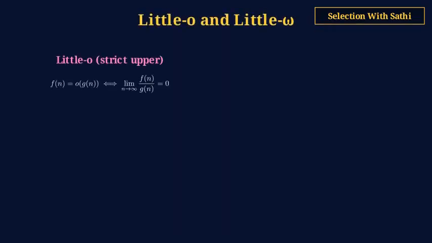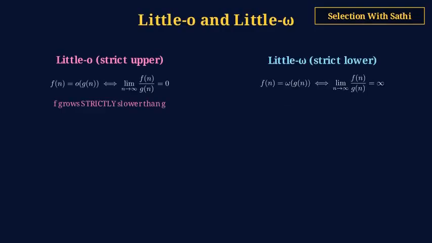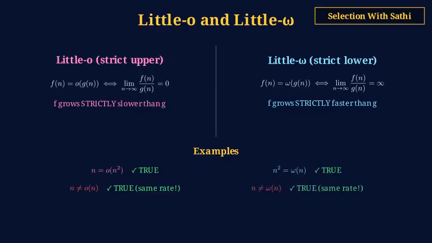Finally, let's look at the strict versions, little o and little omega. f = o(g) means f grows strictly slower than g. Mathematically, the limit of f(n) over g(n) as n goes to infinity equals 0. For example, n is o(n²), because n over n² equals 1 over n, which goes to 0. But n is not o(n), because n over n equals 1, not 0. Little omega is the reverse.